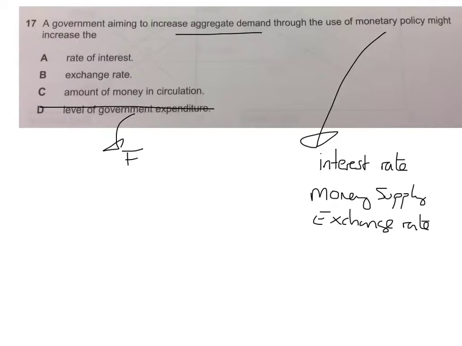Right, if they increase the rate of interest, that would actually make aggregate demand go down, so that's wrong. If they increase the exchange rate, what do we write next to it? We write spiced, which would mean exports would be dear, so again that would reduce aggregate demand, so that'd be bad. But if they increase the amount of money in circulation, everyone's going to have more money, so therefore there'll be more aggregate demand, so the answer is C.